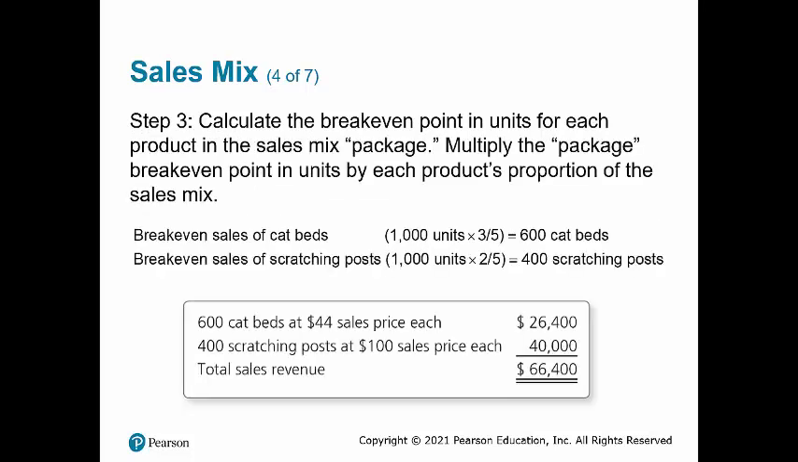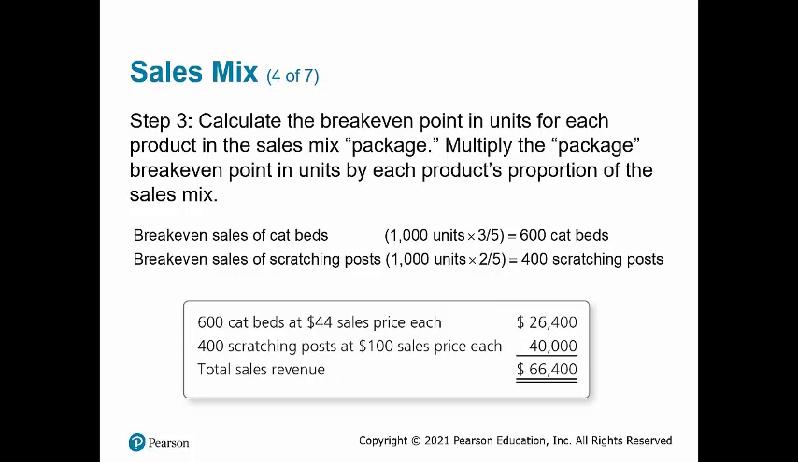Now we need to calculate the break-even point in units for each product in the sales mix package. We're going to multiply the package break-even point in units for each product by the product's proportion of the sales mix. So first, for cat beds, we take the 1,000 break-even units and we multiply it by 3 divided by 5, and we get 600 cat beds. Then we take the same 1,000 units and multiply it by 2 divided by 5 to get 400 scratching posts.